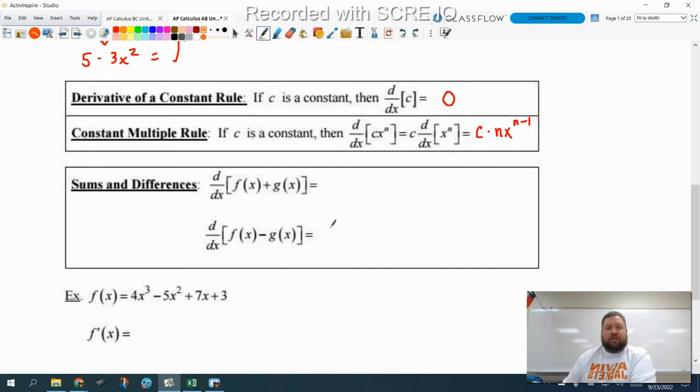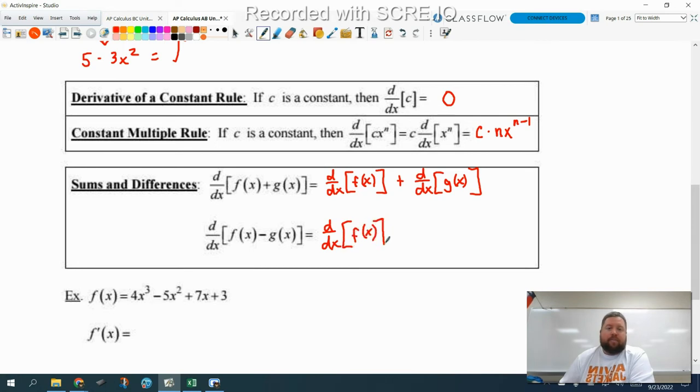Okay, so you only want to do this if it's a sum or a difference. So if you have the sum of two functions or the difference of two functions or even more than two functions, you can separate them into individual derivatives. So you can take a derivative of f of x by itself plus the derivative of g of x by itself. Same thing for a difference. Derivative of f of x minus the derivative of g of x.